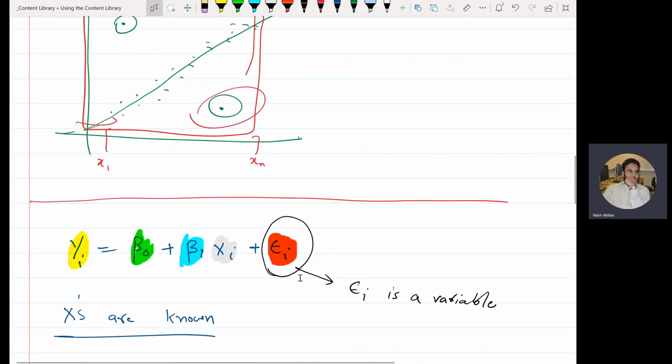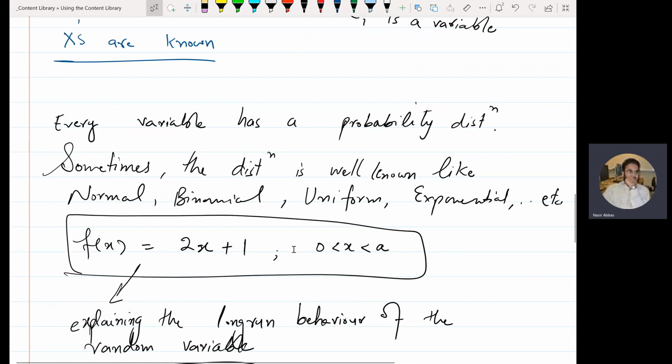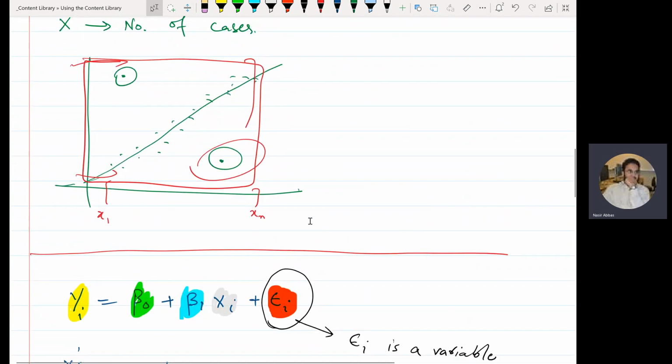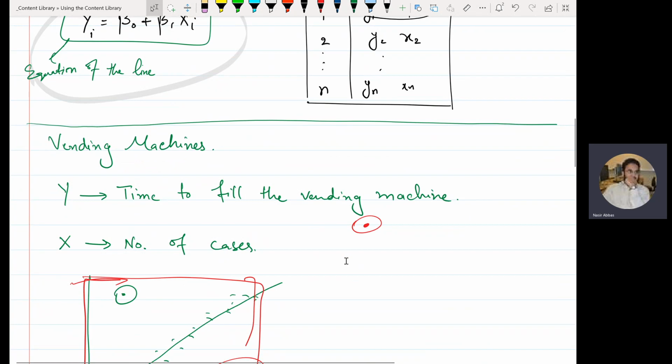We took a few examples of some relationship between two variables. And by the way, these are one-sided relationships, not two-sided relationships. Sometimes there are two-sided, sometimes there are one-sided relationships. For example, this example of a vending machine. Here we are saying that the time to fill the vending machine is dependent upon the number of cases. It's not the other way. If the engineer is taking too long to fill the machine, that doesn't mean that the number of cases will increase.